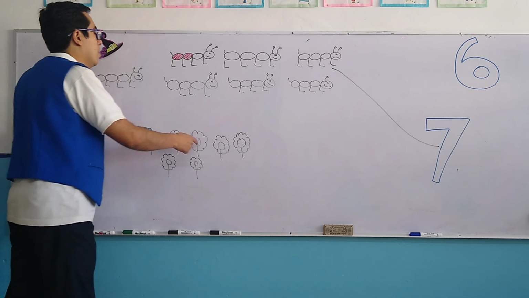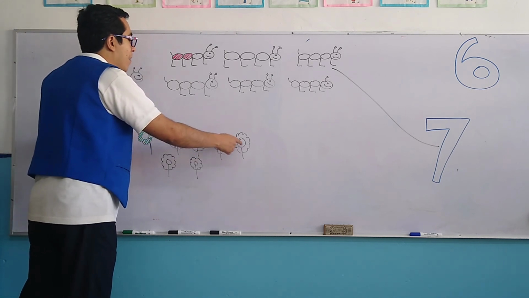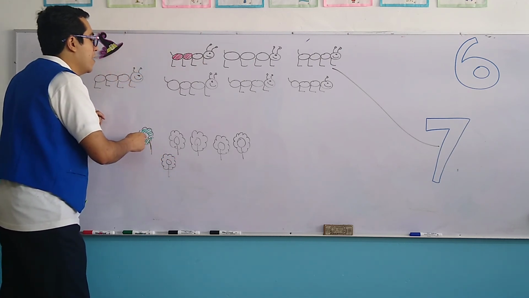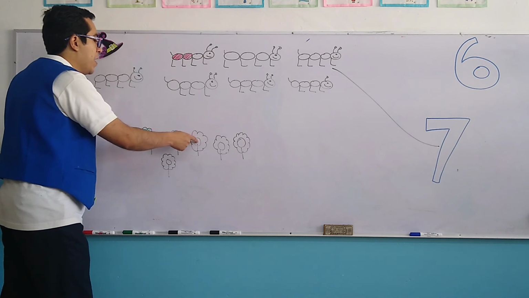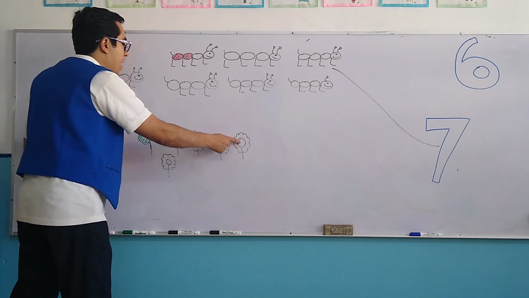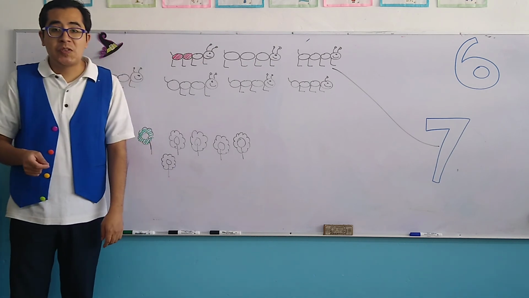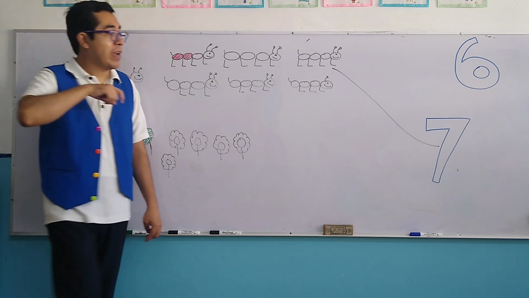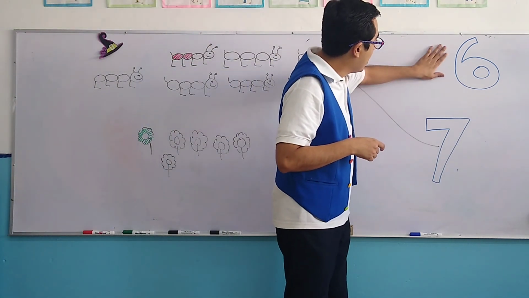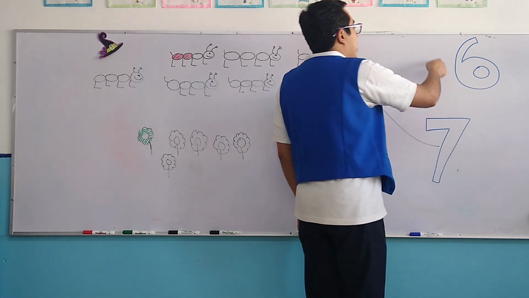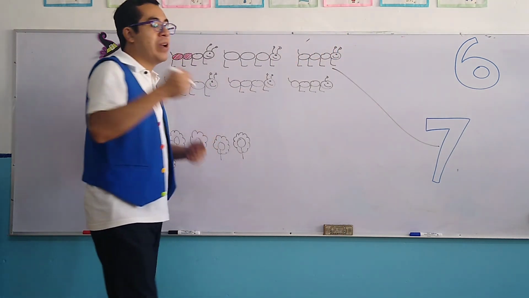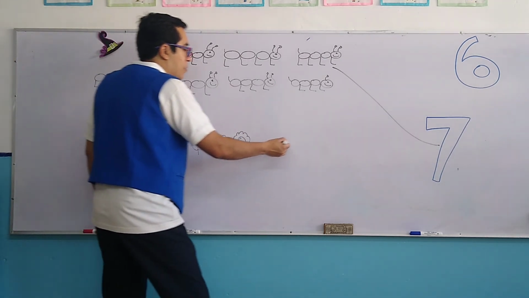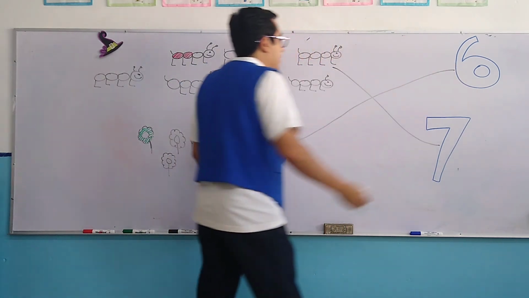Let's start. 1, 2, 3, 4, 5, 6. Again, let's count them again. 1, 2, 3, 4, 5, and 6. We have 6 flowers. Now don't forget that number 6, it's like a cherry. So let's look for it. Number 6, here it is. You see it? Like a cherry. So once again, with the same color, or if you want to pick another one, there is no problem. The flowers, we join them with the number 6.